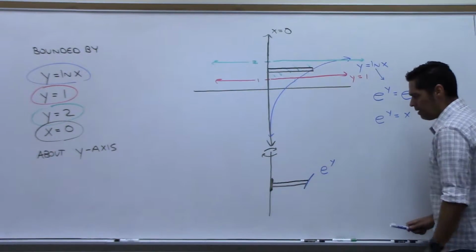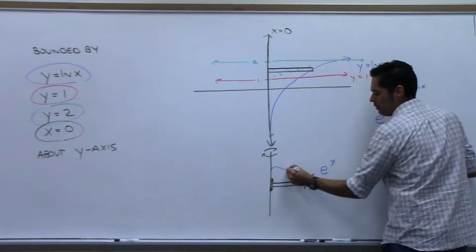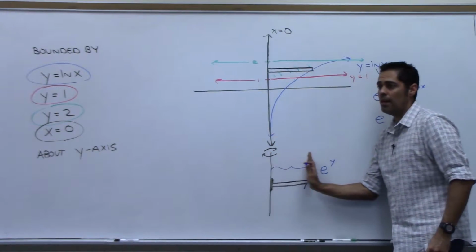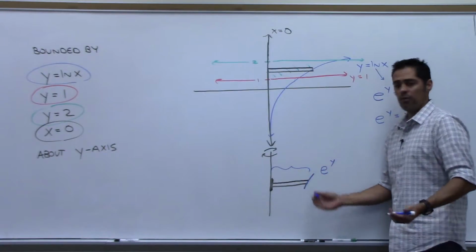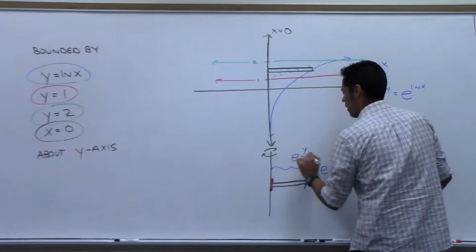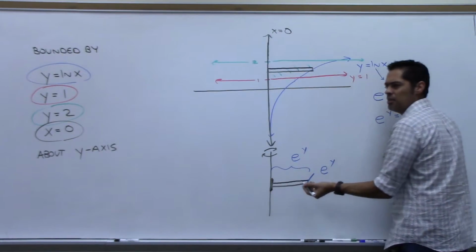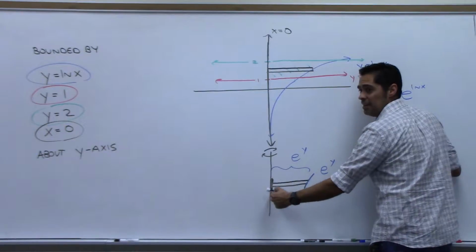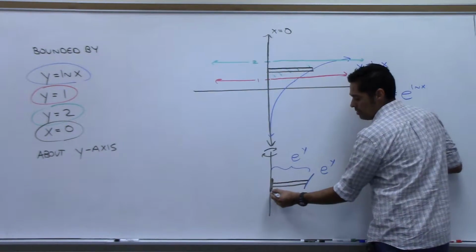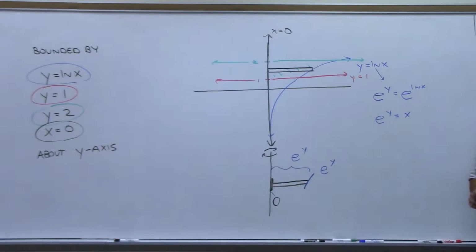So let's talk about the outer radius. What's the outer radius? The distance from the axis of rotation to the outer edge of the rectangle, which for us is just e to the y. And then what's the inner radius? 0. So the edge of your rectangle is on the axis of rotation. So this inner radius, which I can't really measure, is 0, right? Understand that?